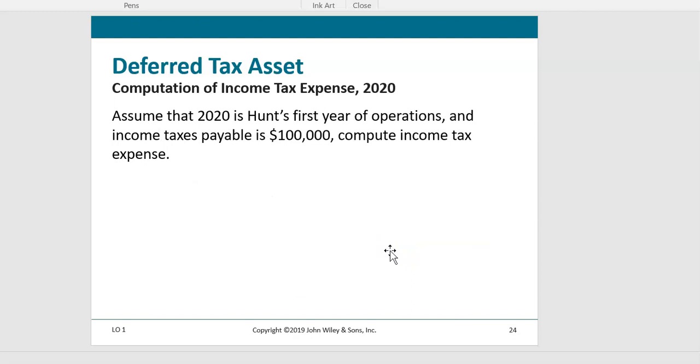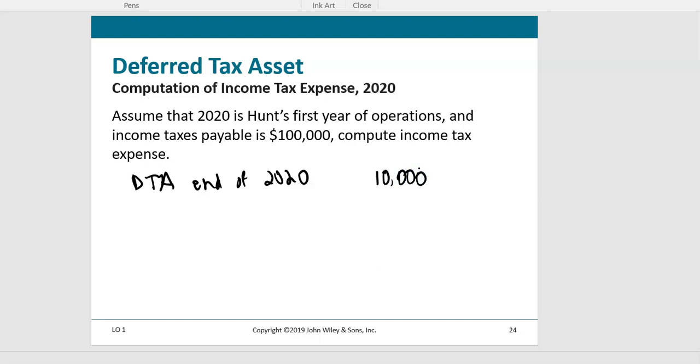Assume that 2020 is the company's first year of operations and that income taxes payable was $100,000. Compute income tax expense. Well, we're going to start this by looking at what was the deferred tax asset at the end of 2020. Deferred tax asset, we're going to abbreviate DTA, end of 2020. We know that that was $10,000.